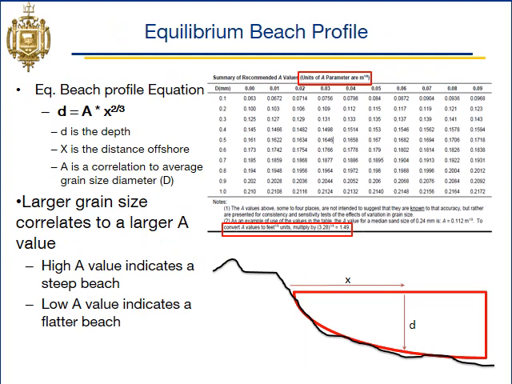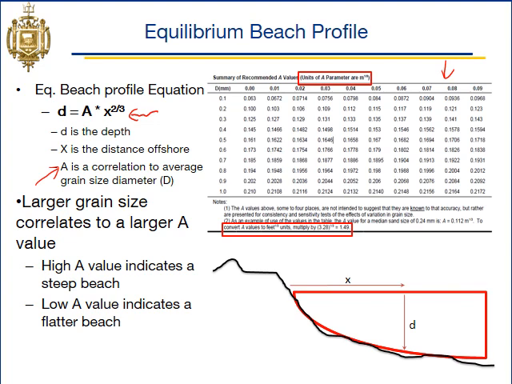Again, here's that equilibrium beach profile equation. Make sure you understand this and know how to use it. The one thing we haven't covered so far is this A value. A is a correlation to the average grain size diameter, and we use this table on the right to find our A values. If we have our grain size diameters given in millimeters, we can use this table to figure out our A value, and then plug that A value into our equation so we can find either depth or distance offshore given one or the other.